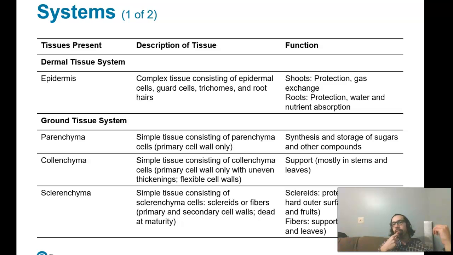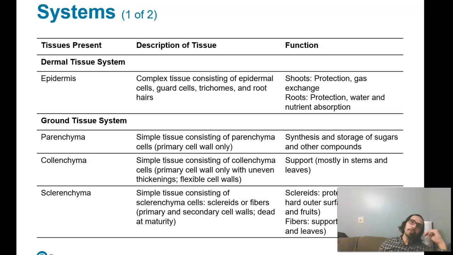The dermal tissue system consists of the epidermis. So the main function of the epidermis is to provide protection, okay? But it also allows for gas exchange. So it allows carbon dioxide to enter the plant and oxygen to exit the plant.